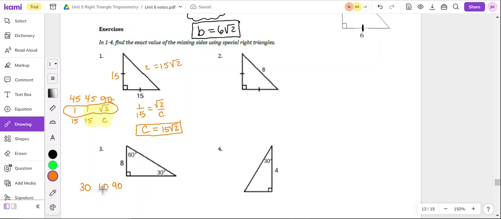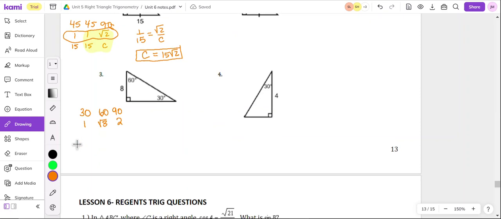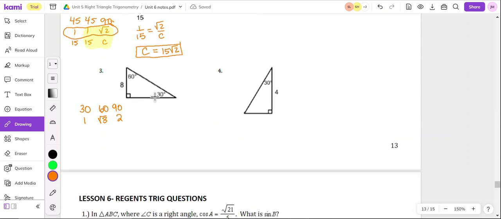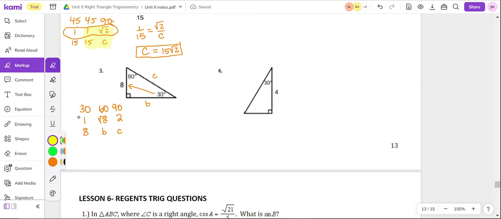Do you remember who's 1, who's 2, and who's radical 3? It looks like we only know 1, correct? So since this is a leg, we're going to call it B, and since this is the hypotenuse, we're going to call it C. Clear? Does everyone understand why the naming scheme? All right, so from 60 is B, and for 90 is C. So now you have to solve for both of them.